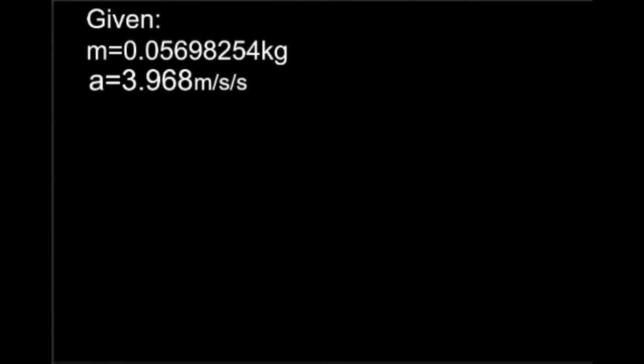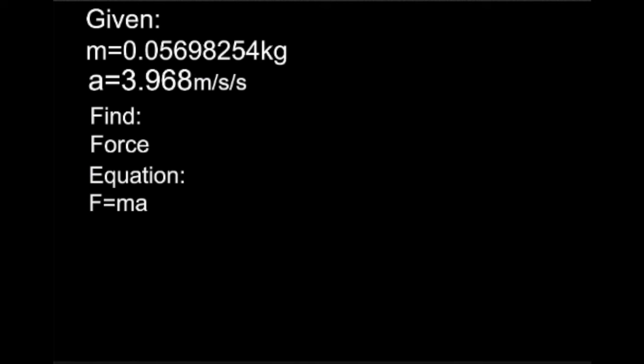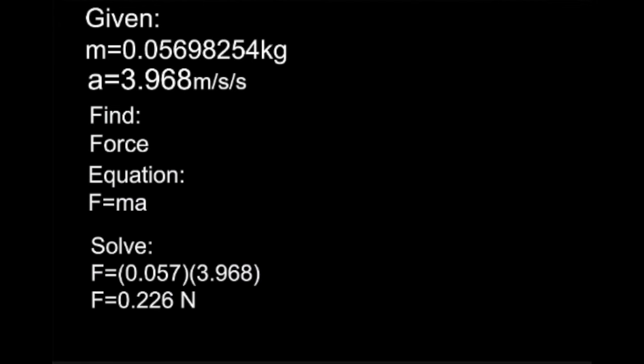Newton's second law explains that we can find the force of the tennis ball by multiplying the mass and acceleration together. The total mass is 0.05 kilograms, and we know that the acceleration is approximately 4 meters per second squared. By multiplying these variables together, we know that the total force is approximately 0.2 newtons.